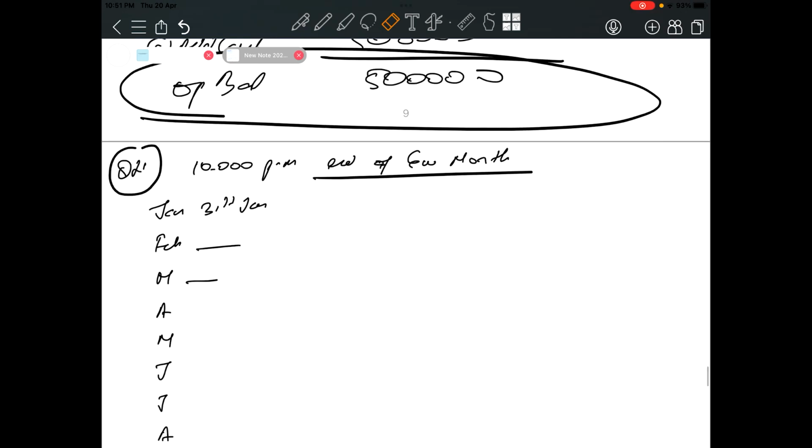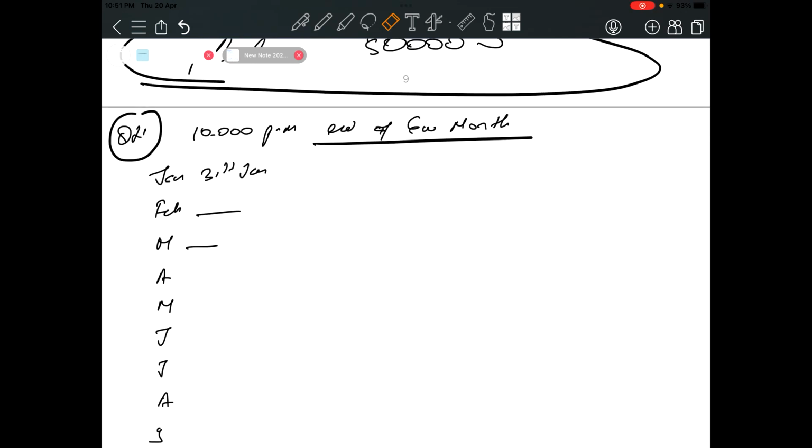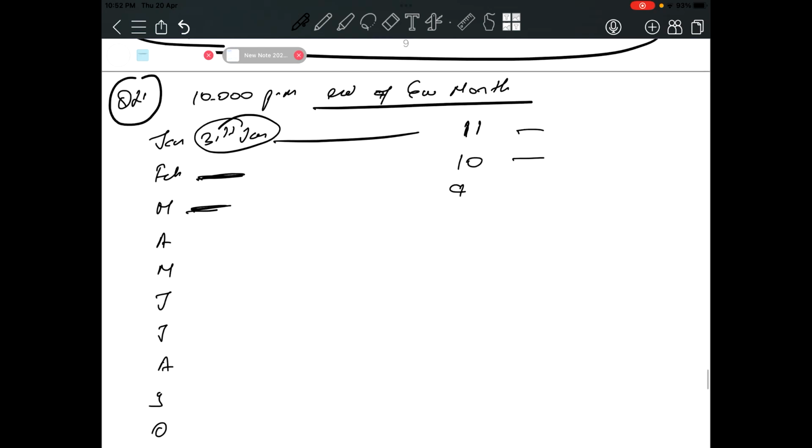Now, is it possible to calculate interest for every month? The partner has used the 10,000 withdrawn on 31st Jan for 11 months, because 31st Jan is the last date, so interest for January will not be calculated. The amount withdrawn next will be used for 10 months, the one withdrawn on 31st March for 9 months, and so on. Is it possible to calculate this for every month? No. So in this case we will apply the average method.